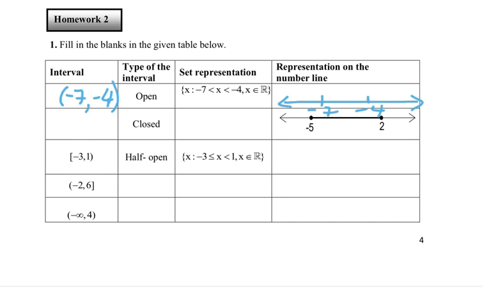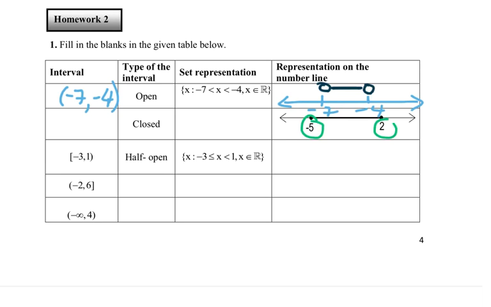To make this very clear that it's not included, we're going to use a hollow dot above these values to show that they are not included, and the bit in between them is included, so we just connect them like this.